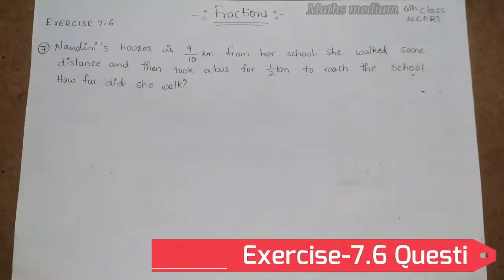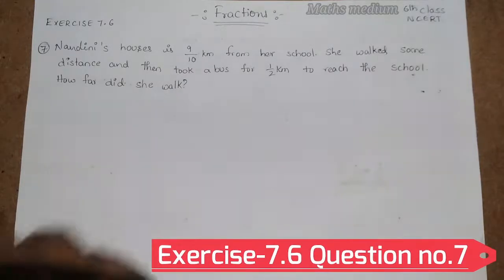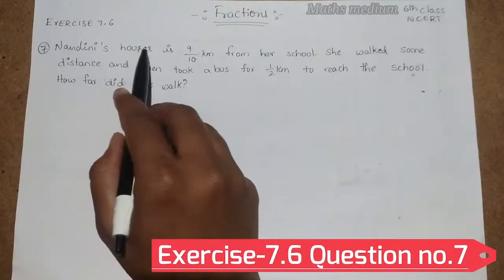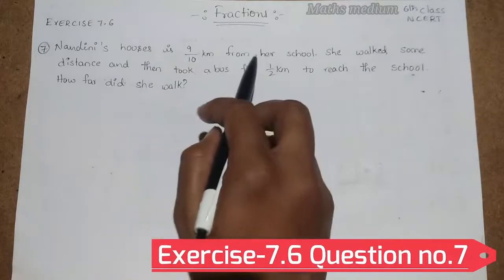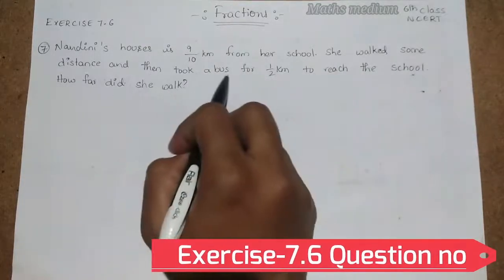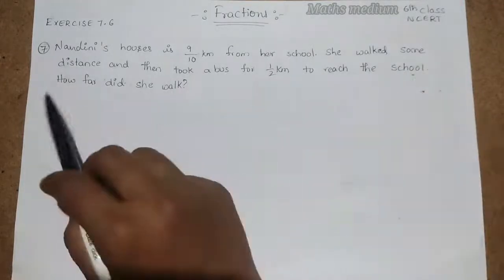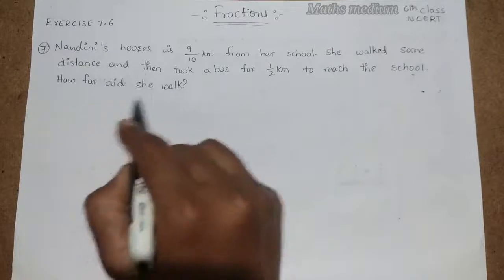Today I came with exercise 7.6 from fractions, 6th class NCERT, question number 7. Nandini's house is 9 by 10 km from her school. She walked some distance and then took a bus for 1 by 2 kilometers to reach the school. How far did she walk? So this is the question.